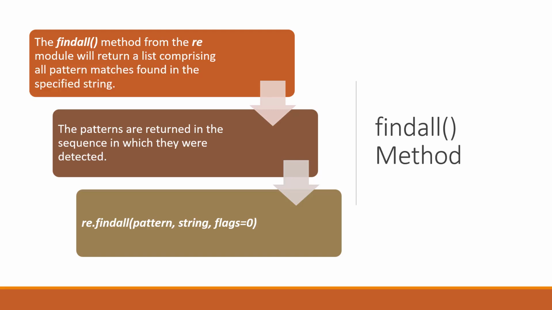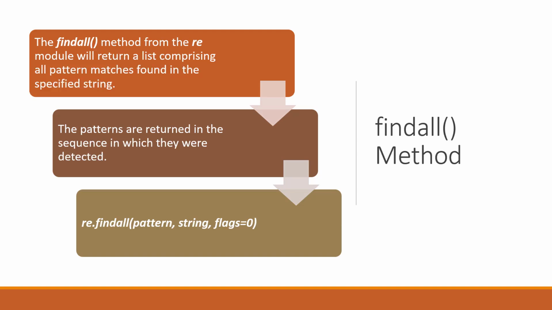Now to use this findall method, we need to utilize this syntax, which is re.findall, and then within the parenthesis it accepts three arguments. The very first argument is the pattern. So pattern is used to specify the pattern that we want to search. Then we need to define the string. So string is basically the text from which we want to search the pattern.